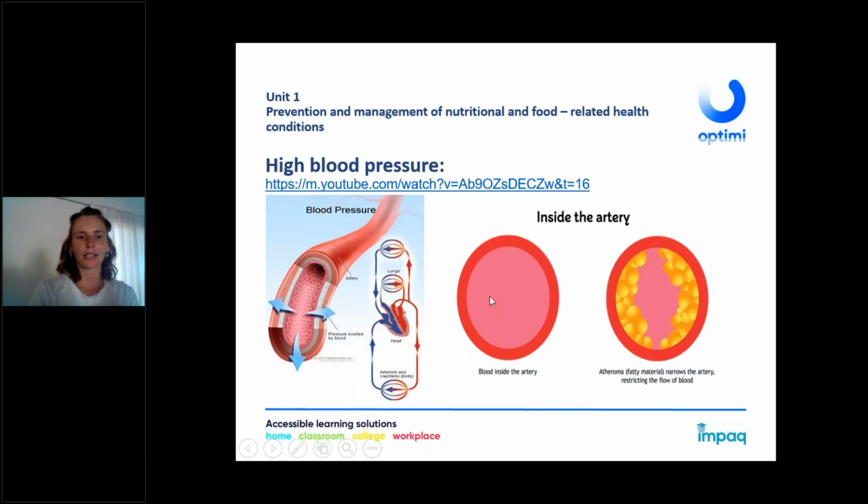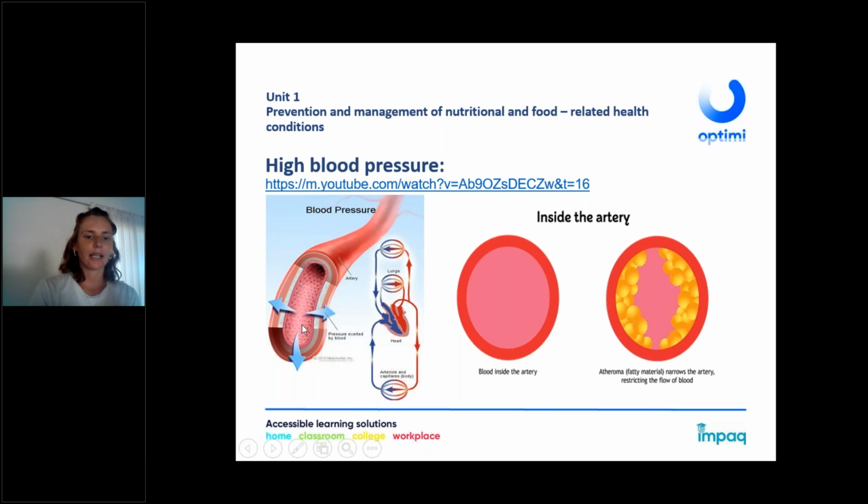So here's a nice example of high blood pressure. This is a normal artery with normal blood flow, and this is when the artery narrows, and then the blood pressure to flow through here is much more difficult than to flow through here. Okay.